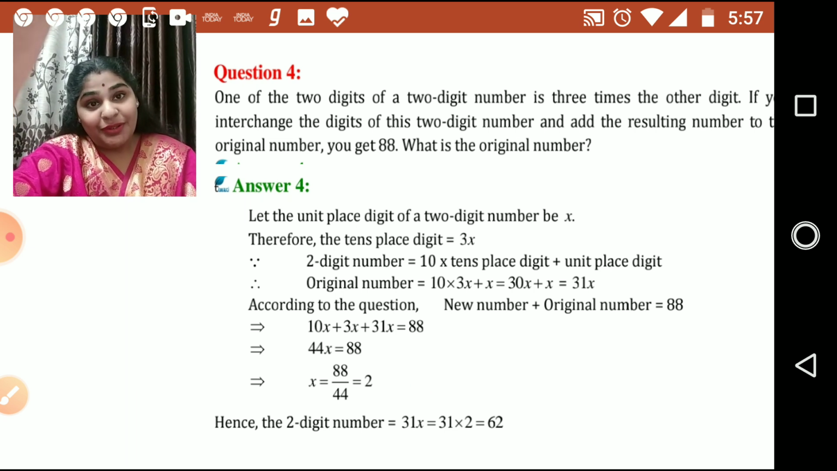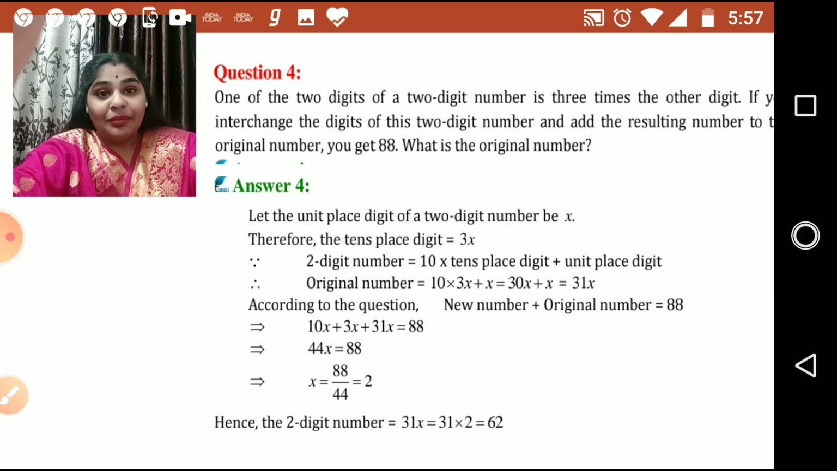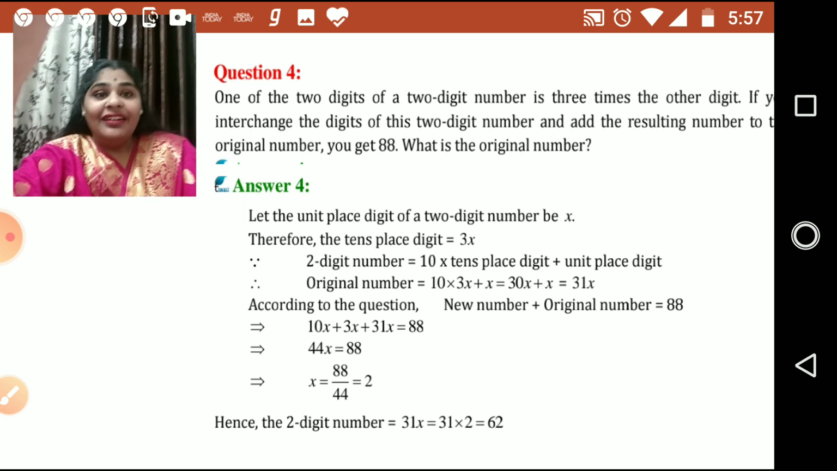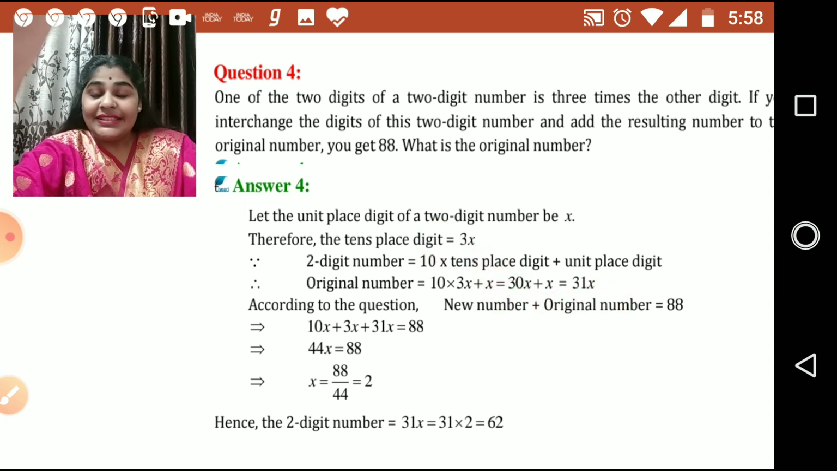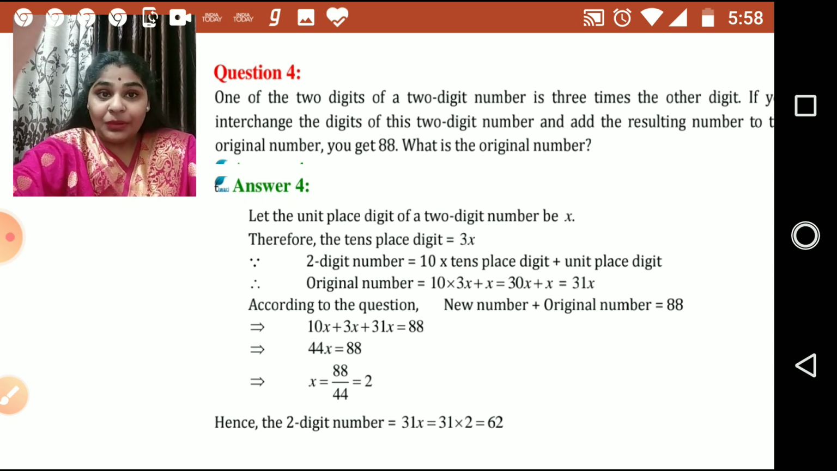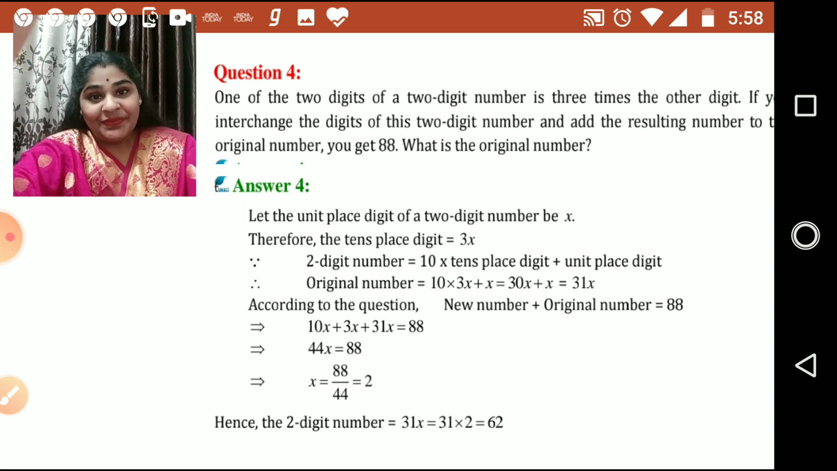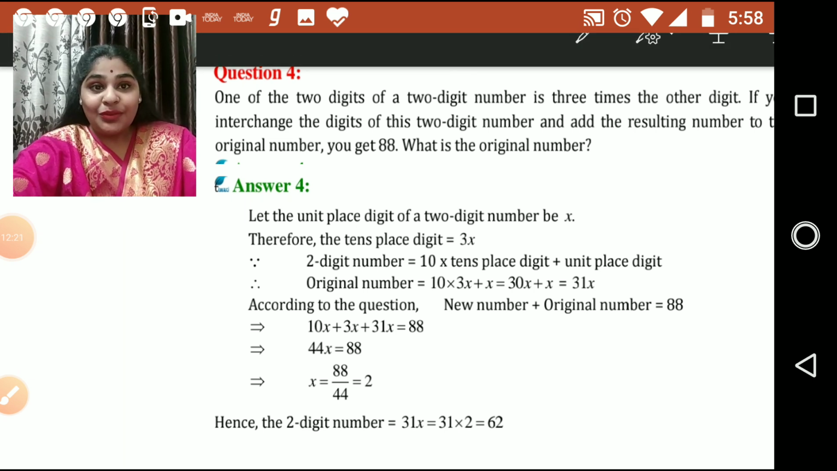So hence we got our solution, the value of the variable. And now we have to just substitute the value in our original number, and then we are going to find out the 2-digit number. So what was our original number? Yes, can you see here? 31x. So now 31x, placing the value x is equal to 2, substituting that, 31 into 2 will be equal to 62. I hope you understood this one, children. So these were the two sums, very important. Try again at home. Definitely you are going to get it, right?